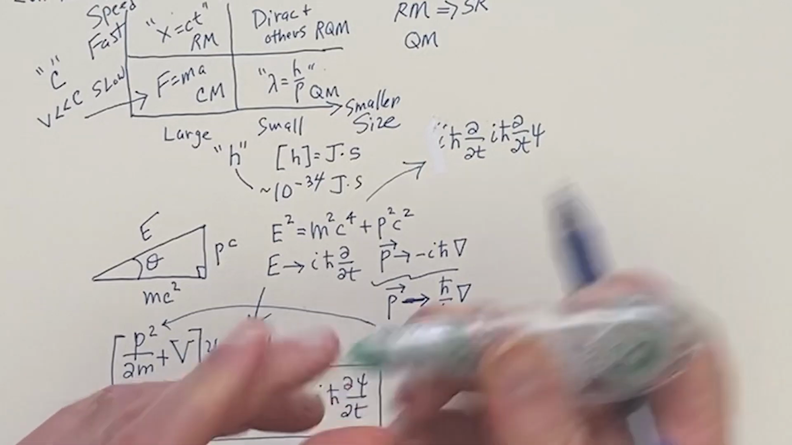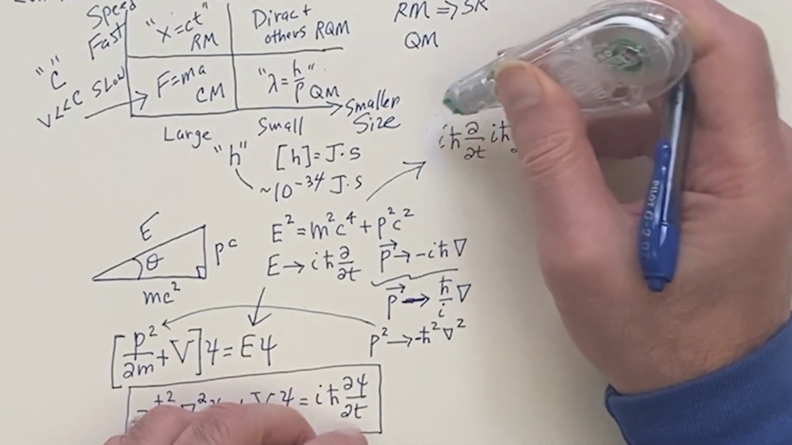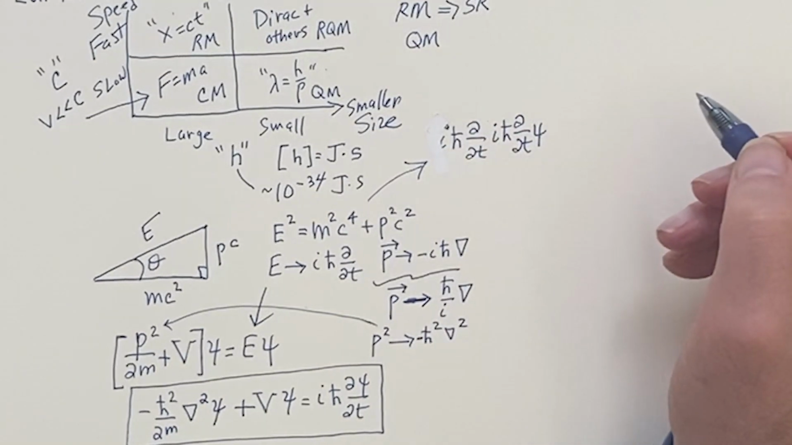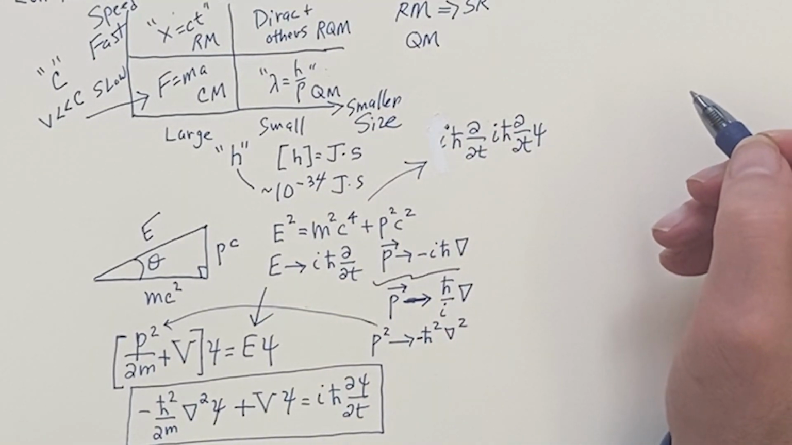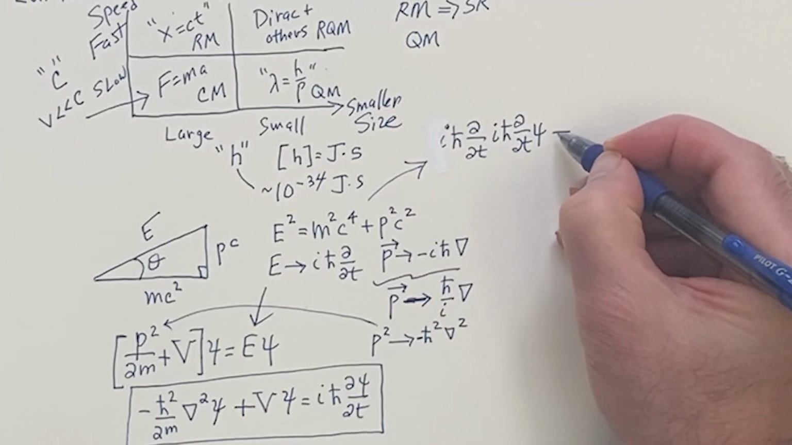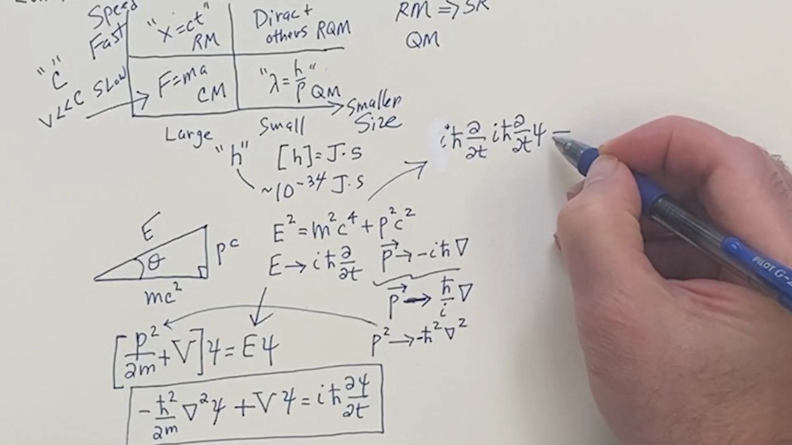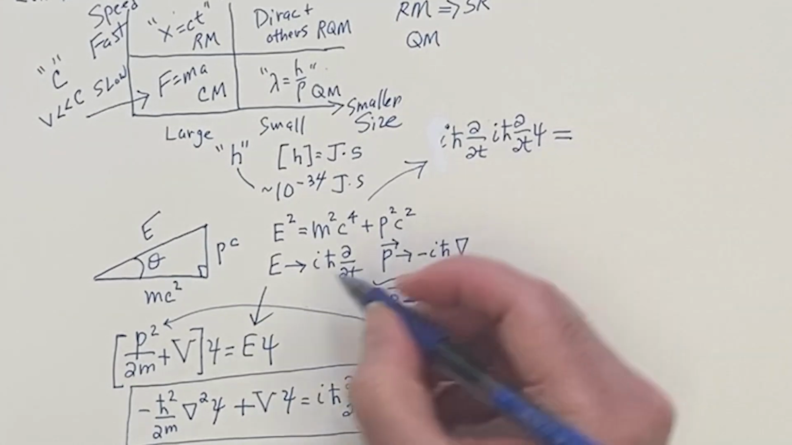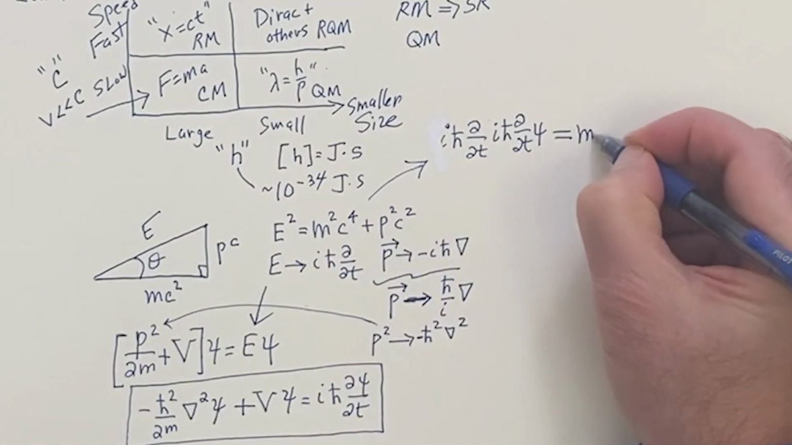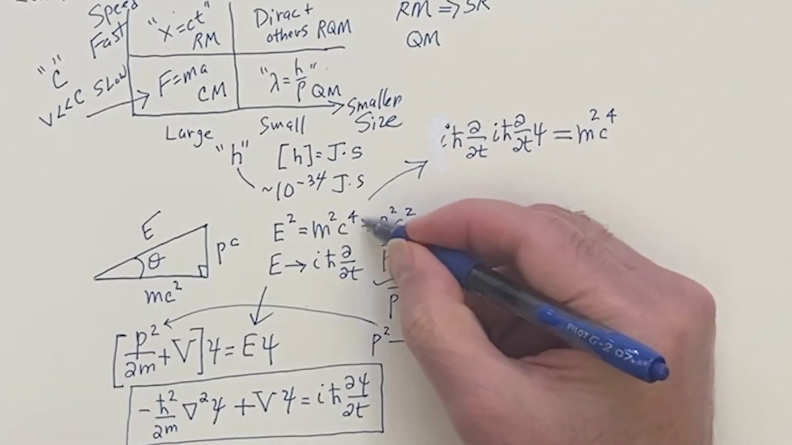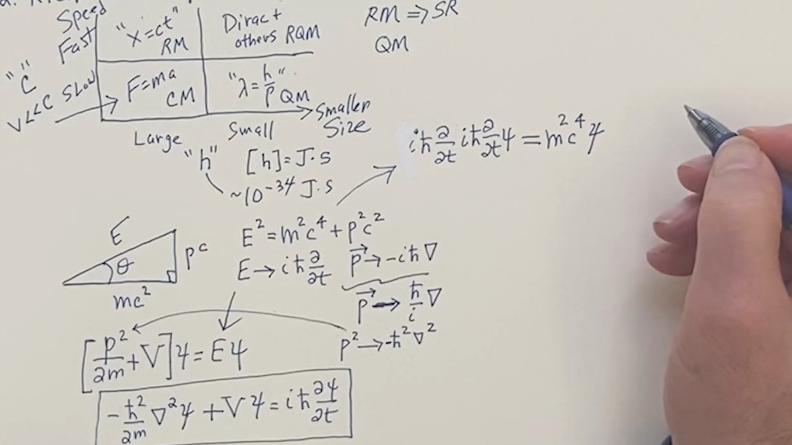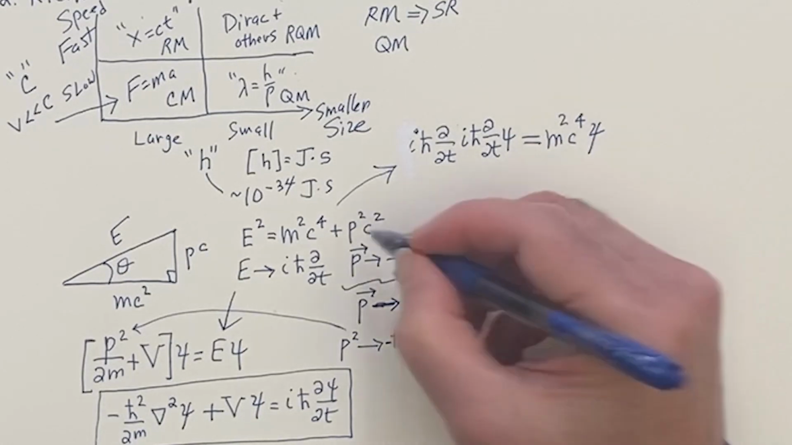If you want, you can just put a parentheses on the other side if you don't want to erase your notes. Okay, so then if you look at the right-hand side, it'd be an equal sign here, because now we got the equal sign. And then now you have m squared c to the fourth, and there isn't anything there. So you just put the psi there.